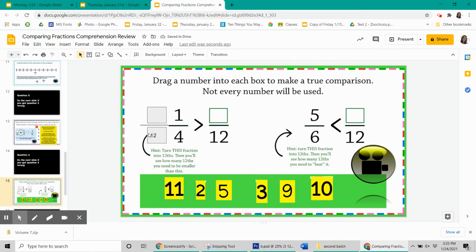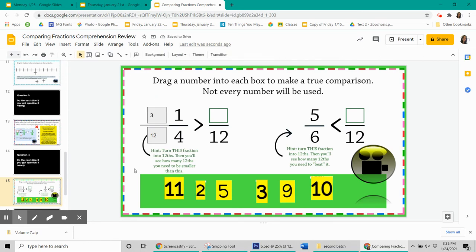How did a 4 turn into a 12? Because we're multiplying the denominator and then the numerator. 4 times what is 12? Hopefully you said 4 times 3. So 4 times 3 is 12. The rule with equivalent fractions is you have to do the same thing to the denominator and the numerator. So if we did 4 times 3, you need to do 1 times 3 up here. 1 times 3.